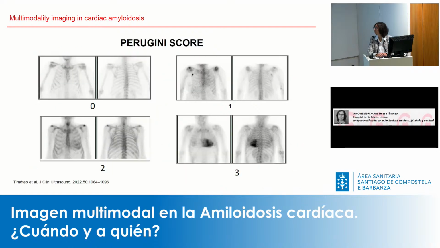This is the Perugini score, as you can see. With 0, there is no cardiac myocardium uptake. With 1, there is some cardiac uptake. Grade 2, much more cardiac uptake, and grade 3, an intense cardiac uptake of DPD.